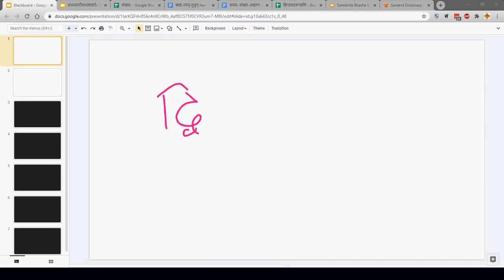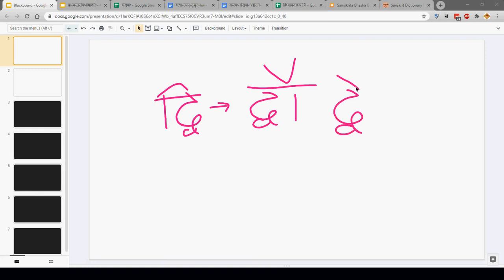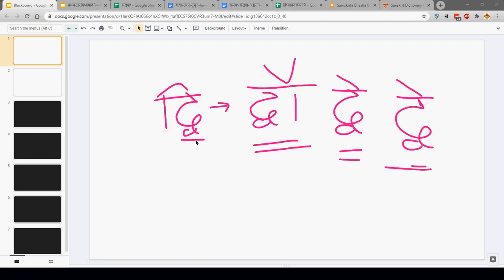Dvi is the base word, and that changes to, in Pullingam, Dvau. In Strilingam it is Dve, and Napunsaka also it is Dve. No change in Strilingam and Napunsakalinga form. So dvau, dve, dve. And note that this is always dvivachanam. There is no ekavachanam or bahuvachanam for dvi, because dvi is two. It is always dvivachanam, dual in number.